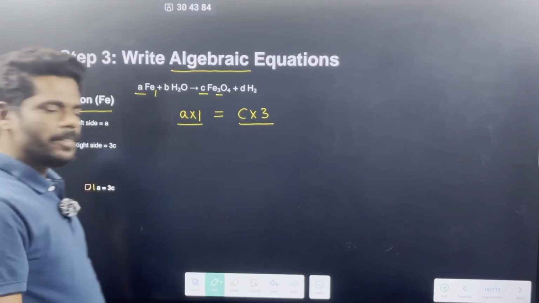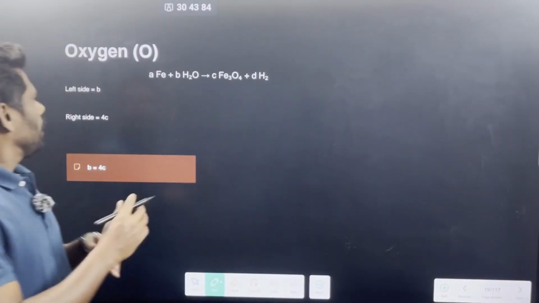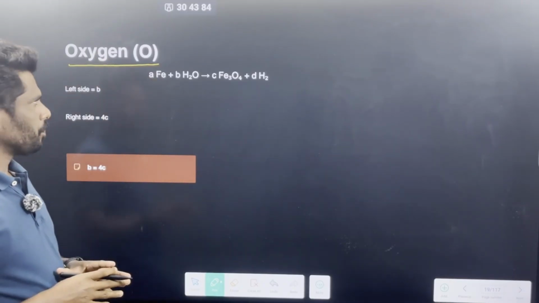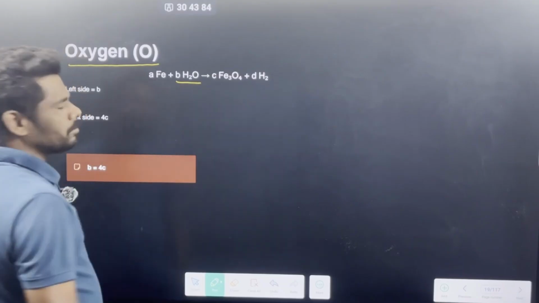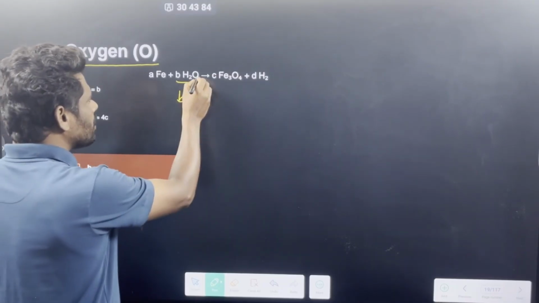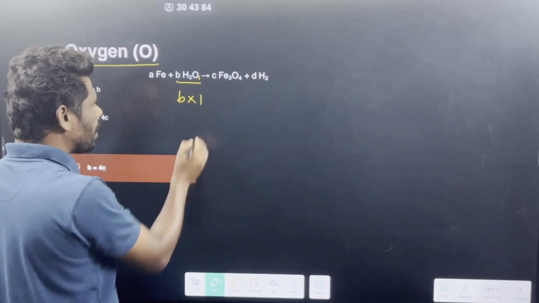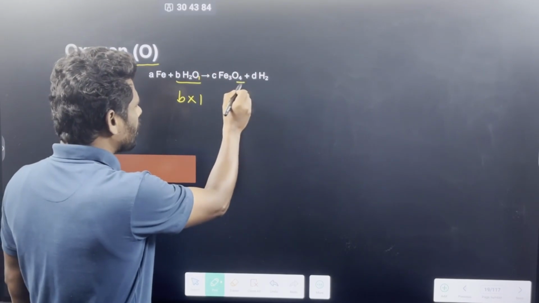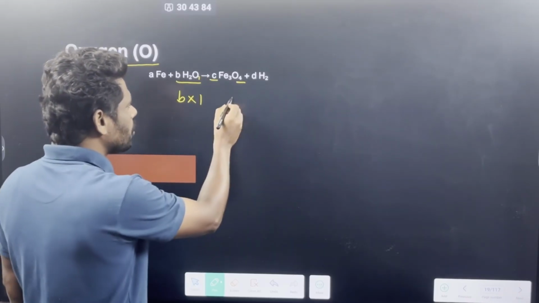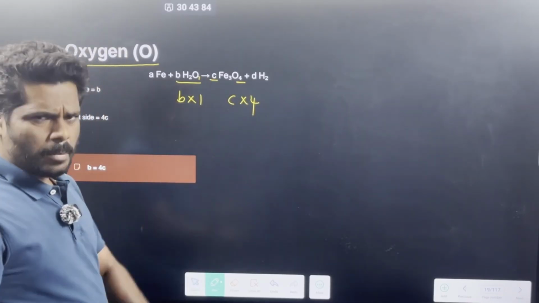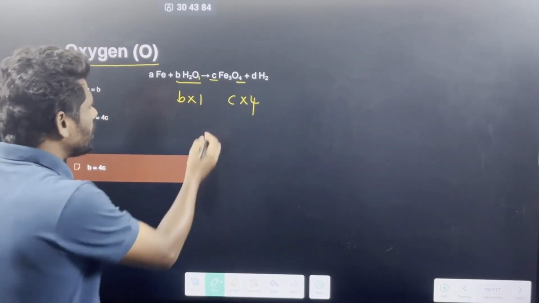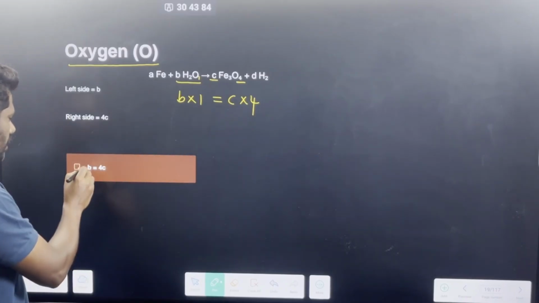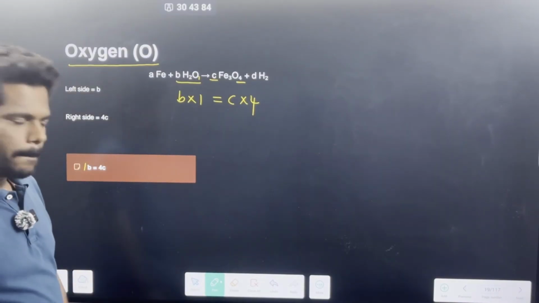Keep the algebraic equation aside. Now, using oxygen, let's write one more algebraic equation. Take the oxygen on the reactant side. What is the coefficient? B. Since nothing is here, its subscript is 1. Go to the product side. The subscript for the oxygen is 4 and its coefficient is C. So C into 4 will give the total number of oxygen atoms on the product side. Now these both are equal, as I told, since this is a balanced equation. So finally, what do we get? 1B is equal to 4C. Keep it aside.